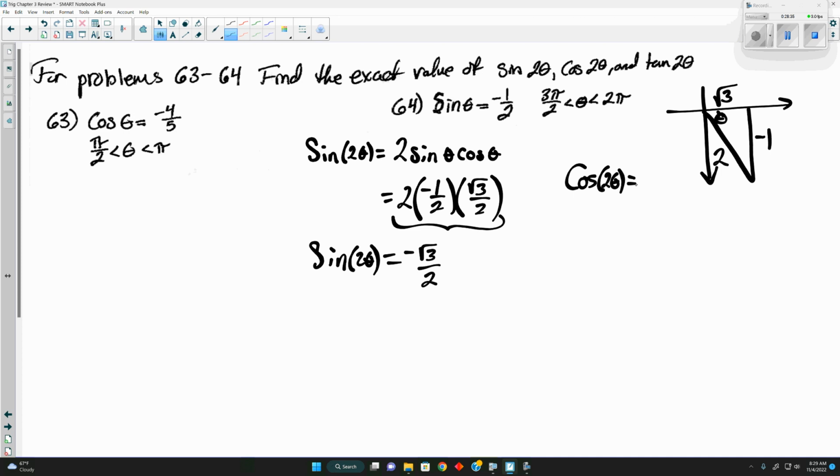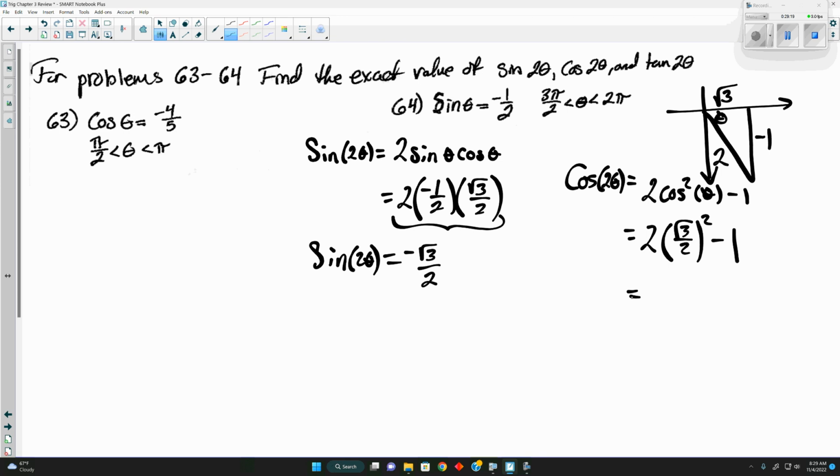Cosine of 2 theta. You have your choice. You have absolutely your choice on which one you want to use, because cosine of 2 theta is equal to cosine squared minus sine squared, or 2 cosine squared minus 1, or 1 minus 2 sine squared. It doesn't matter which one we pick. So you could pick 2 cosine squared of theta minus 1. Well, cosine, we found, is square root 3 over 2, squared, minus 1. And again, at this point, I would type that straight into the calculator exactly as you have it.